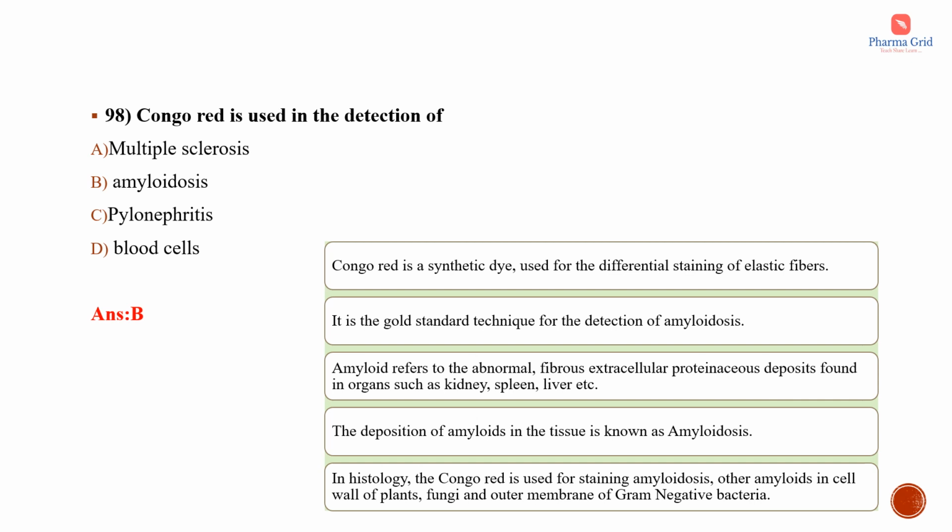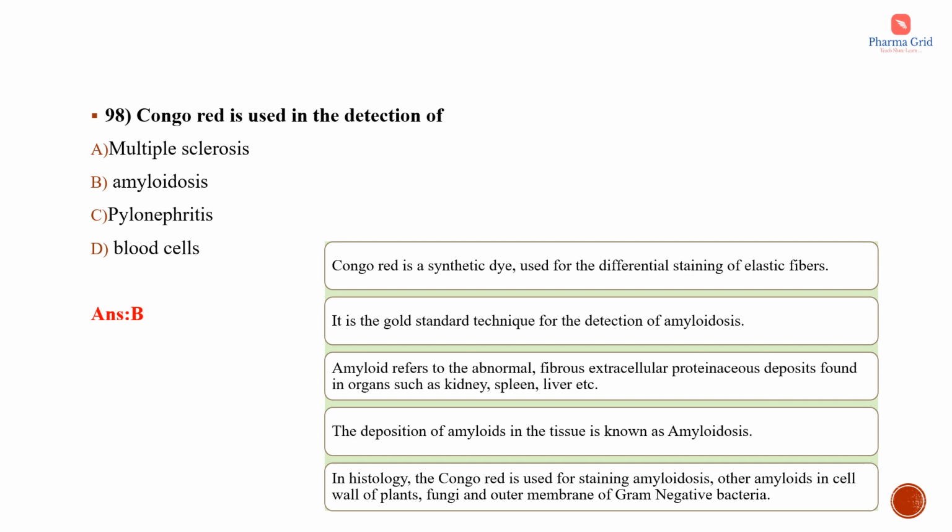So we know that Congo red is a synthetic dye. It is used for the differential staining of elastic fibers. It is a gold standard technique for the detection of amyloidosis. So what is amyloid? Amyloid refers to the abnormal, fibrous, extracellular proteinaceous deposits found in organs such as kidney, spleen, liver, etc. The deposition of amyloids in the tissue is known as amyloidosis.